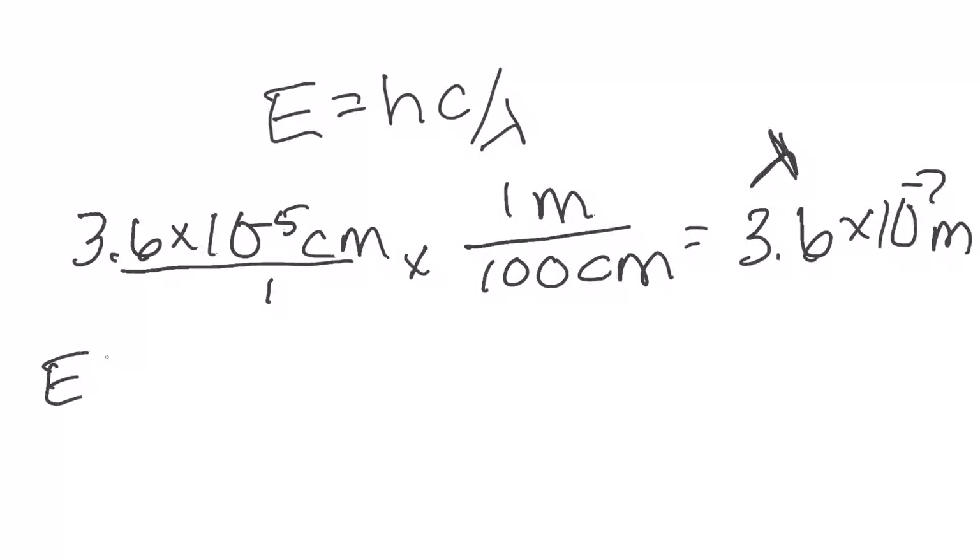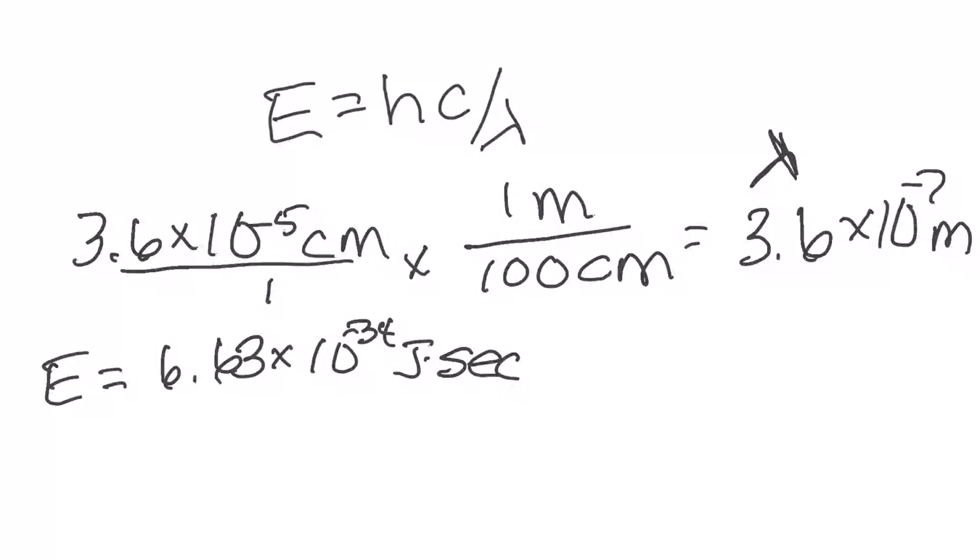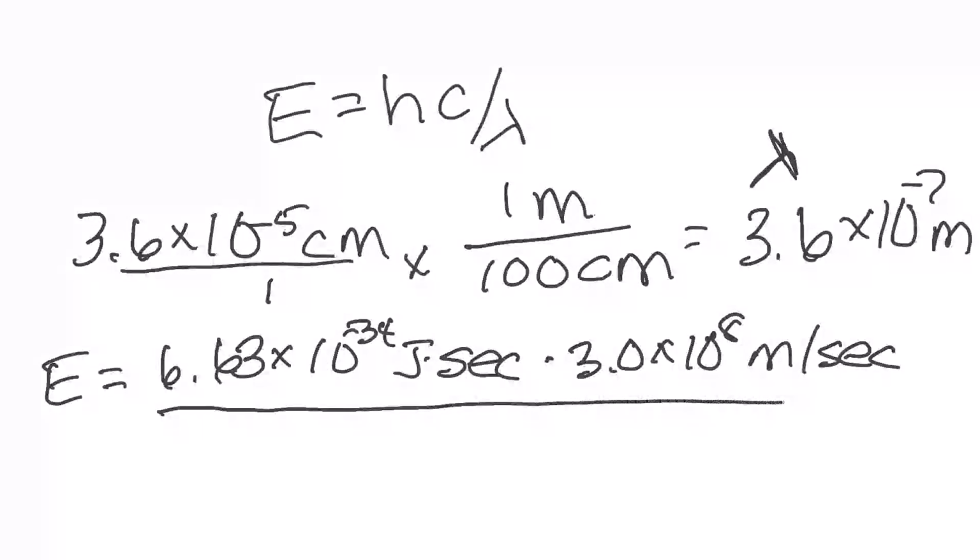So energy equals Planck's constant, which at the top of the page is given to you as 6.63 times 10 to the negative 34th, and the units are joules seconds. So that's joules times seconds. And then the speed of light is given to you at the top of the page as 3.0 times 10 to the 8th meters per second. And the wavelength, which we just calculated in meters, was 3.6 times 10 to the negative 7th meters.